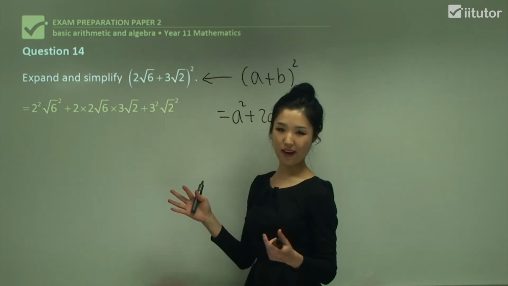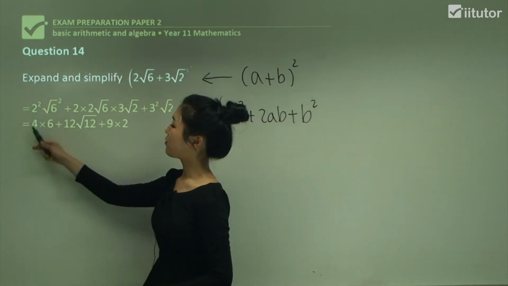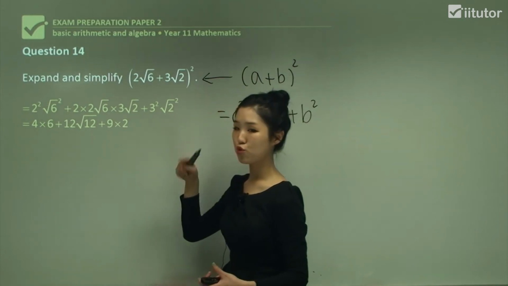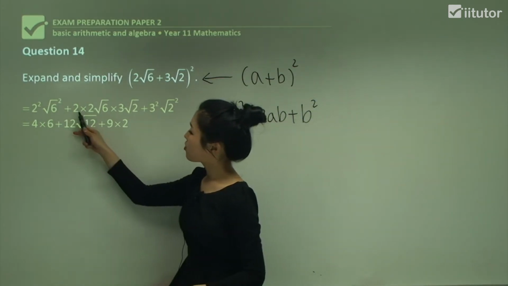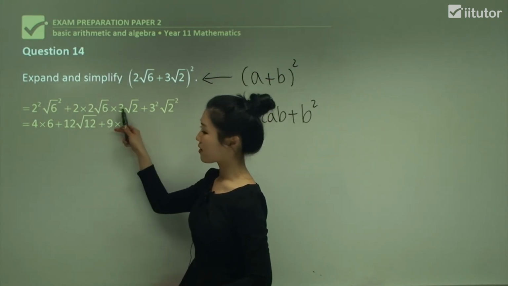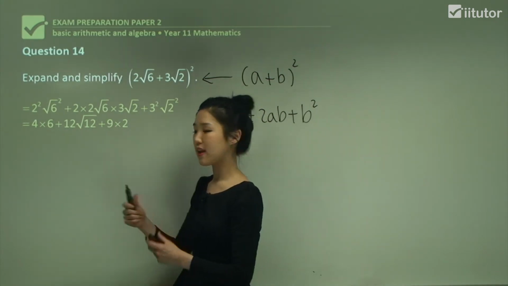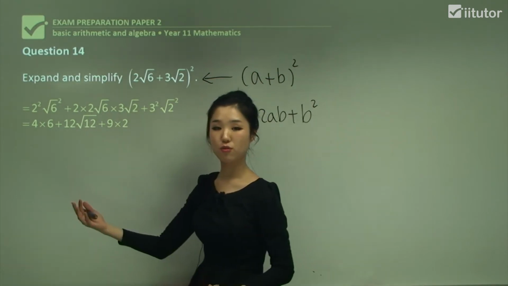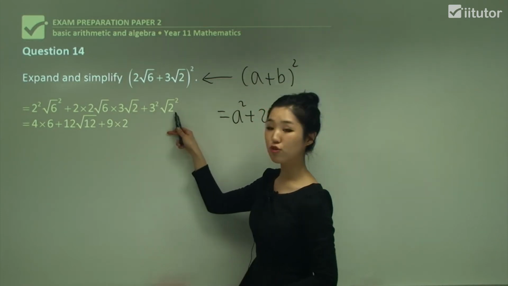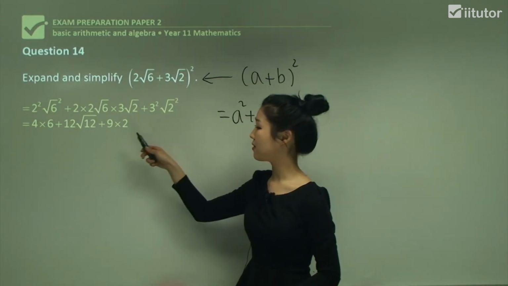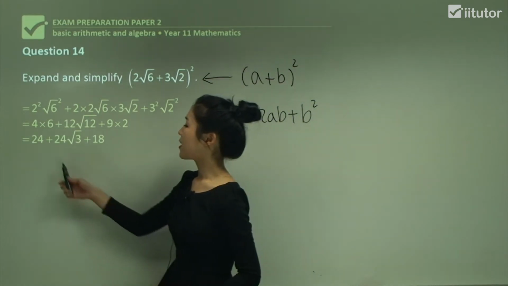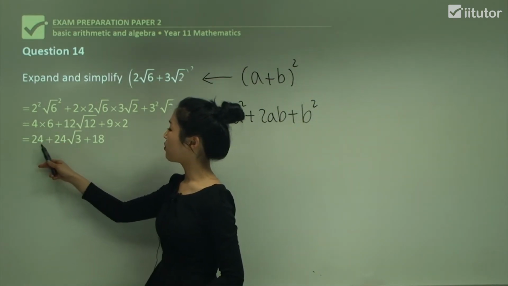And now just simplify, guys. So 2 squared is 4, root 6 squared is 6. Remember, the square and the power of 2 cancel each other. And then 2 times 2 times 3 is 12. And root 6 times root 2, so you can gather your surds together. So root 6 times root 2 is root 12. And then 3 squared is 9, root 2 squared. Again, the square root and the square cancel, so it's just 2. Very easy simplification. So I can now say that 4 times 6 is 24.